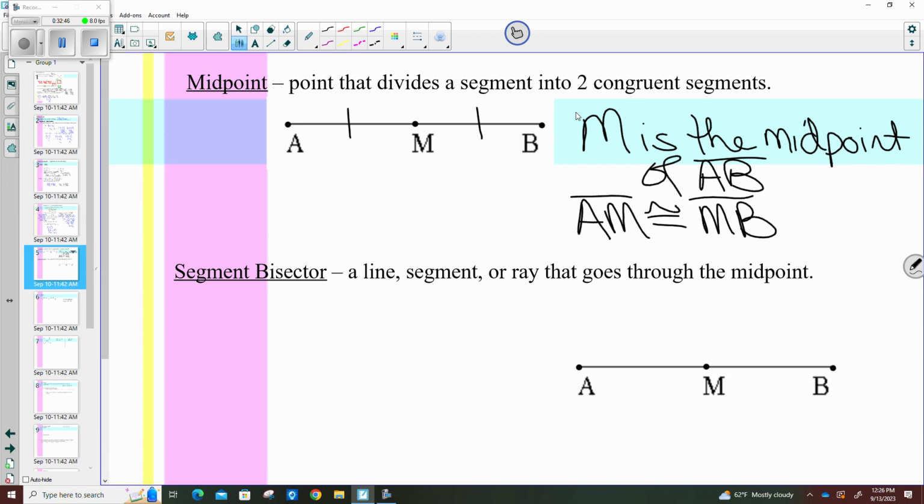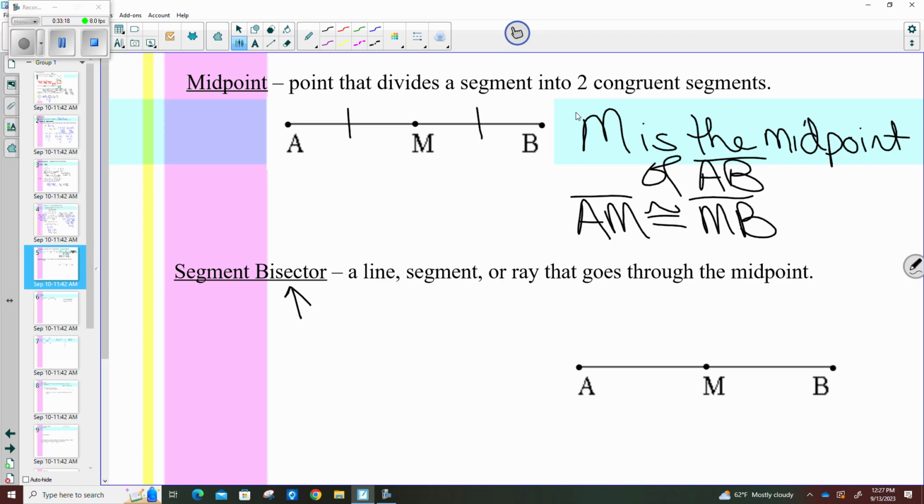Okay, so sometimes it's on the picture with tick marks, sometimes it's on the picture with the words, so you have to recognize that you can put the tick marks on. It just goes both directions. You have to understand that midpoint means it's a point directly in the middle, two equal parts on either side of it. And when we have that midpoint, we can have things called segment bisectors. It's a line, a segment, or a ray that goes through the midpoint. So anything that crosses through the midpoint of a segment is a segment bisector.